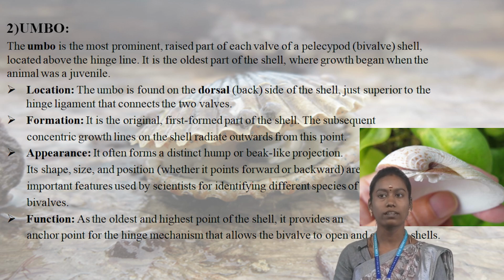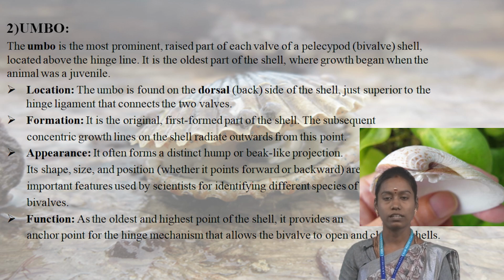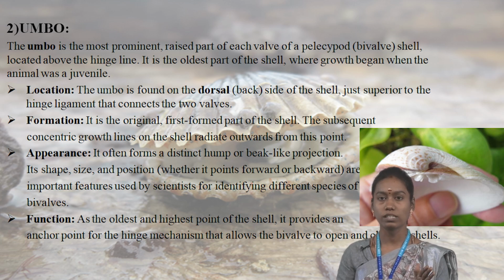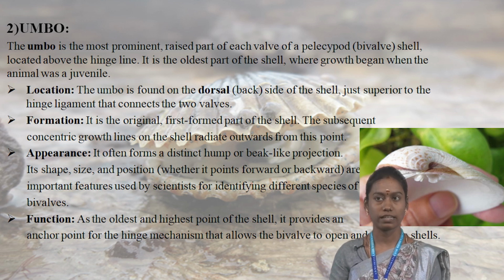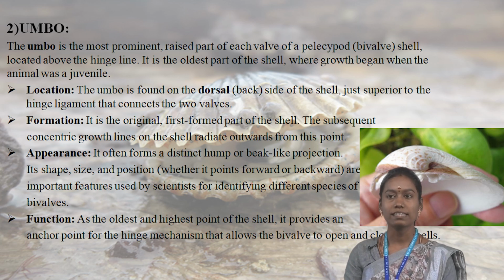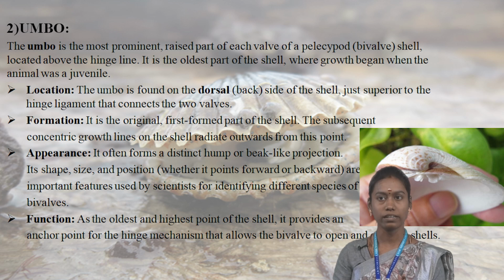The umbo is found on the dorsal side of the shell. In the shell, we can see the dorsal side, ventral side, anterior side, and then posterior side. In the dorsal side only, the umbo is present, just superior to the hinge ligament that connects the two walls.